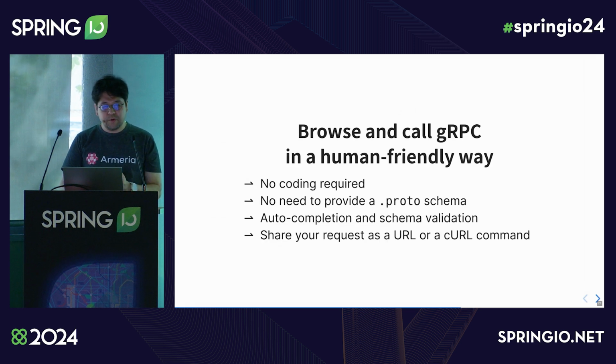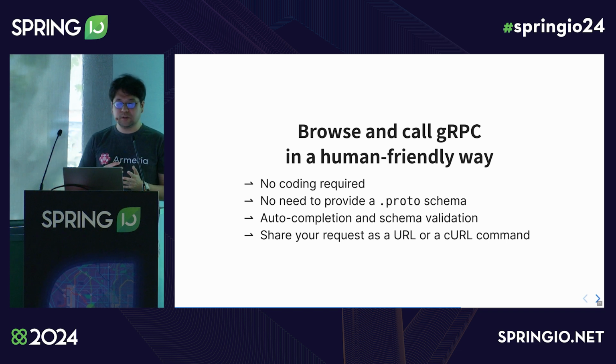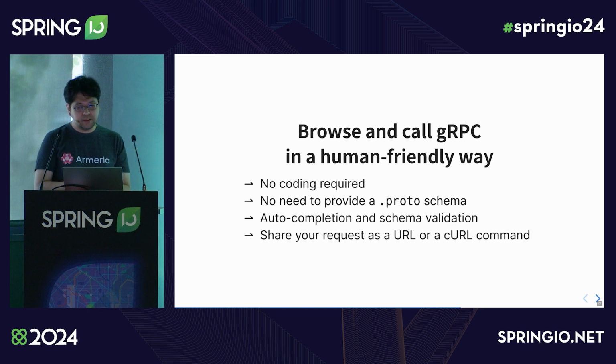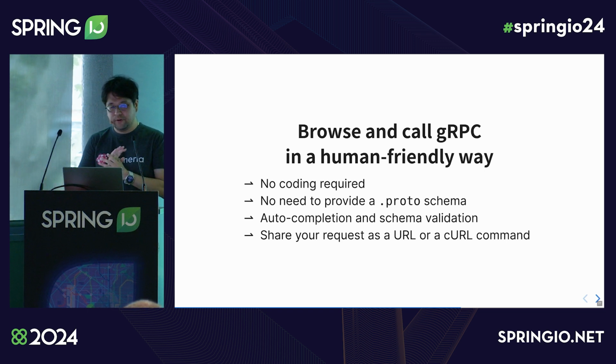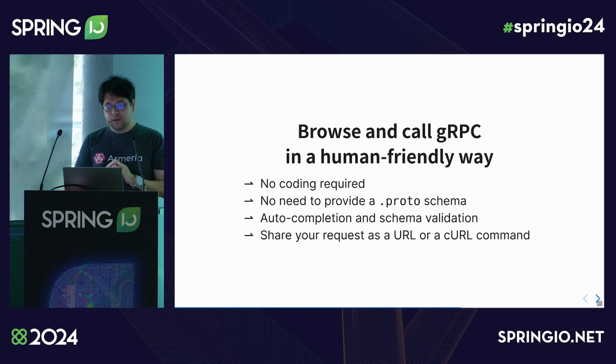So with this form, you don't need to write any code to make a gRPC call. There's no need to provide a .proto schema file because doc service already knows the complete schema. It has auto-completion, schema validation, and on top of that, you can share the request with your colleagues as a URL or curl command so that your colleague can reproduce the problem using the problematic request very easily just by sharing the URL or curl command.